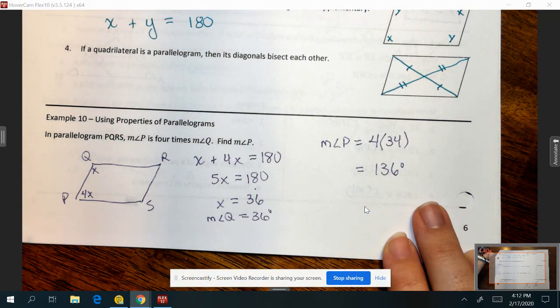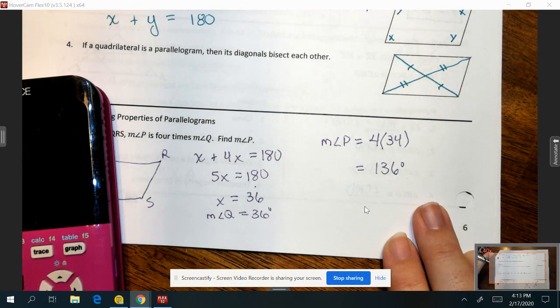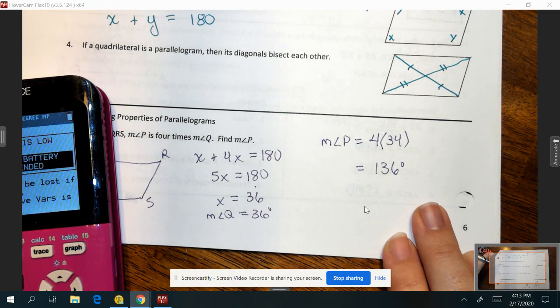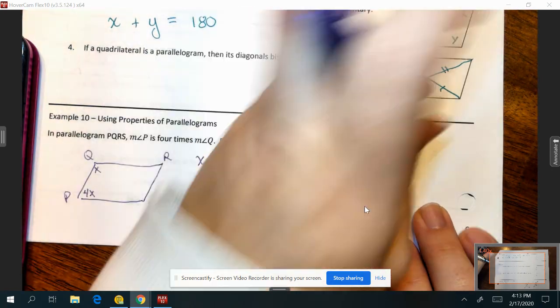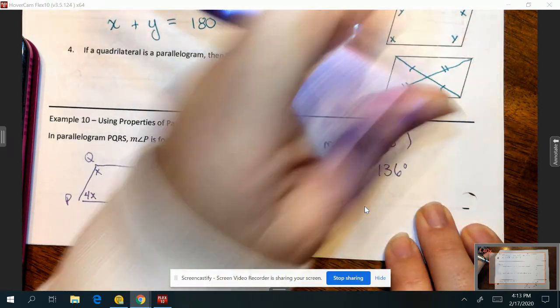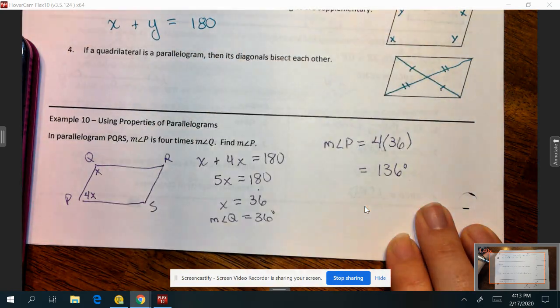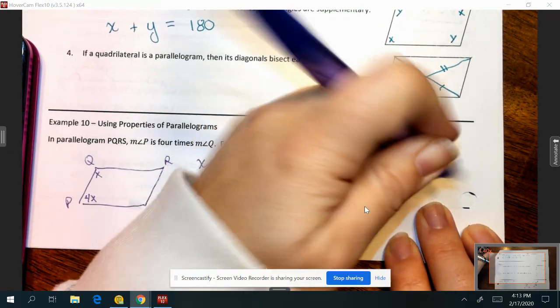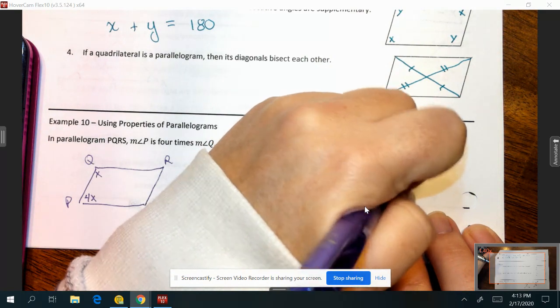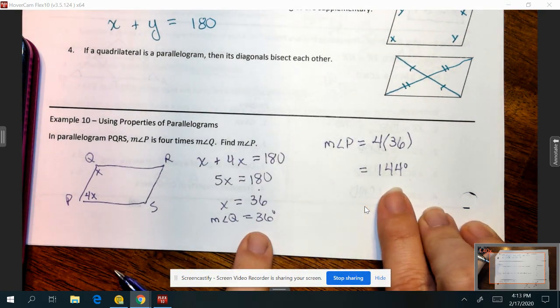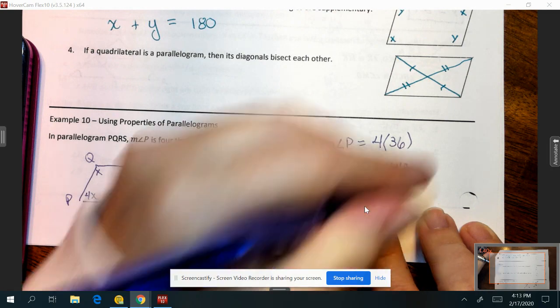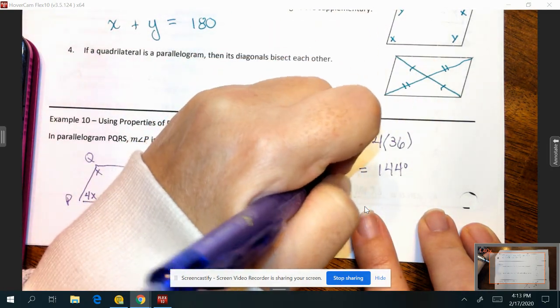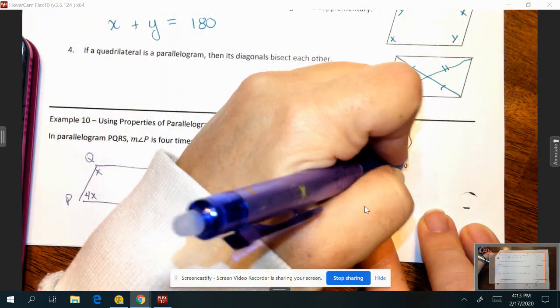That's not right. What did I do wrong? 4 times 36. I put 34. It's 144. This should say 36. So this is 144. And I knew that I was wrong because these two have to add up to 180, and the two numbers that I had there did not add up to 180. So this is your final answer.